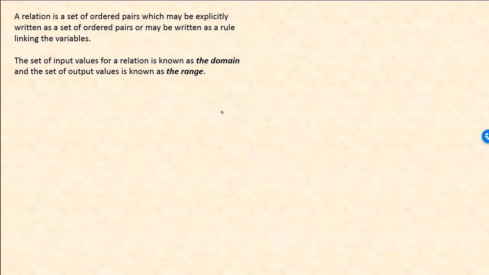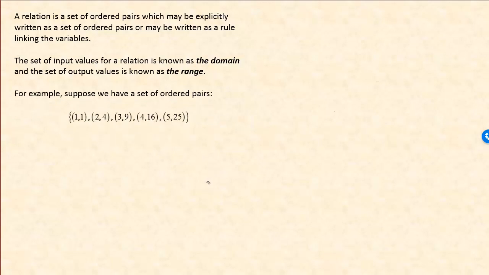known as the range. For example, suppose we have a set of ordered pairs like so. So when we say ordered pairs, it's like a set of coordinates. We can separate this into the domain, and the domain will be the input value, so that's going to be all of the x coordinates. And the range will be all of the y coordinates because that's the output.